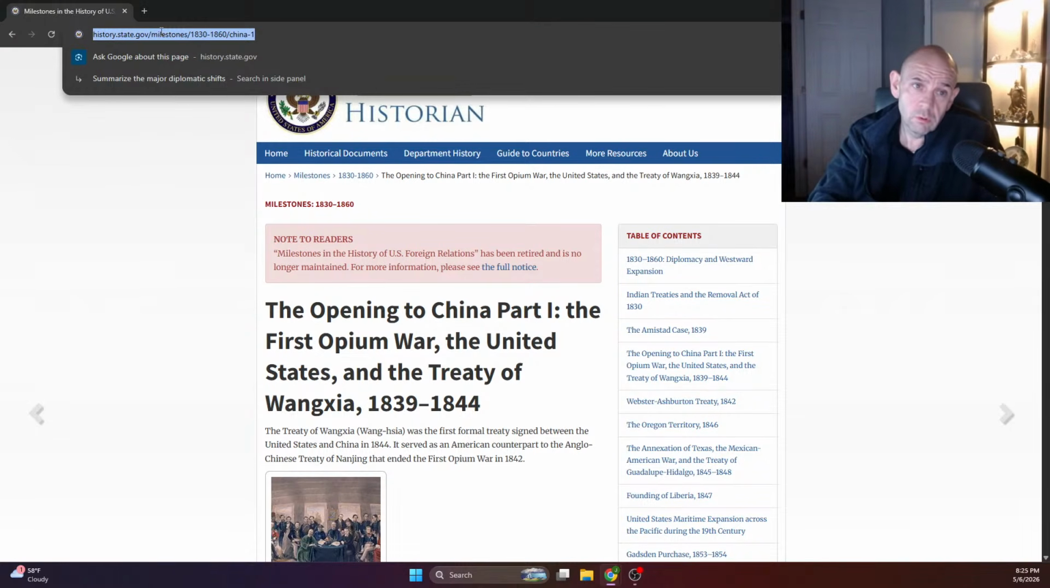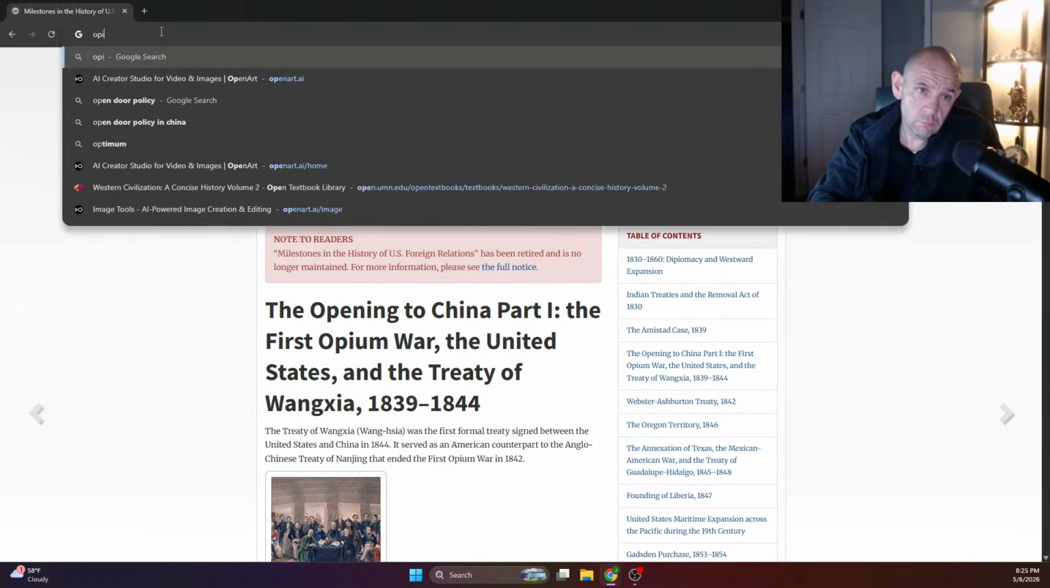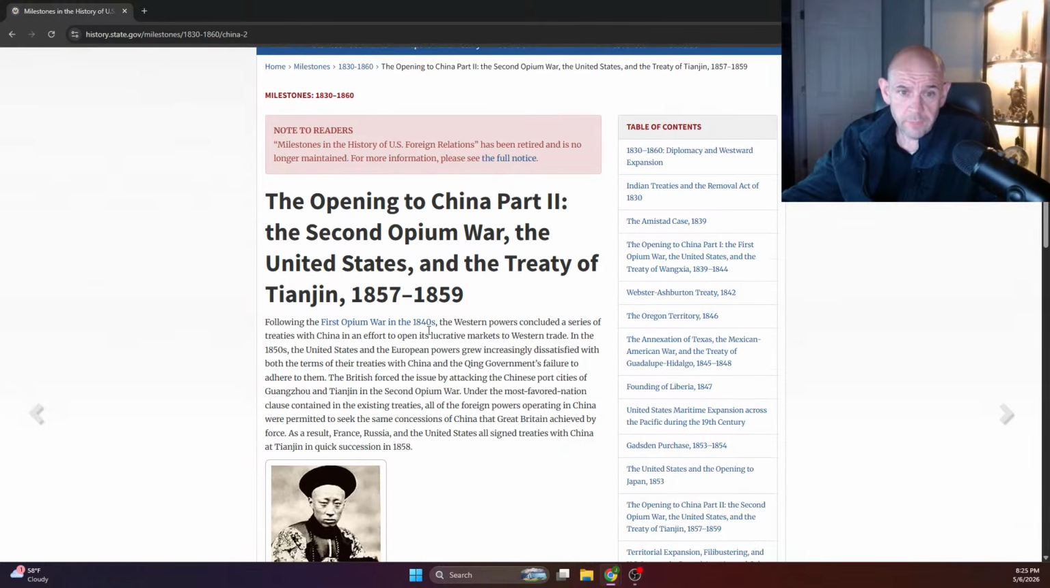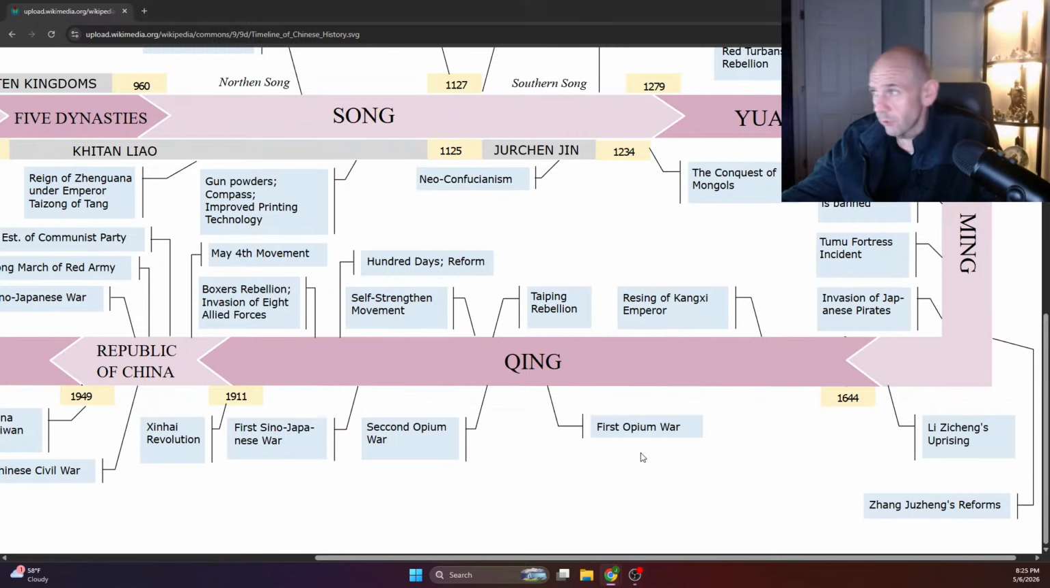So, Opium War 2. 1857, 1859. So you have a gap in the middle. So I bring this up only because I want you to see why this gap exists. So your first Opium War, 1837, takes a few years, but it is resolved. And when it's resolved, the Chinese are just absolute losers in the whole thing.